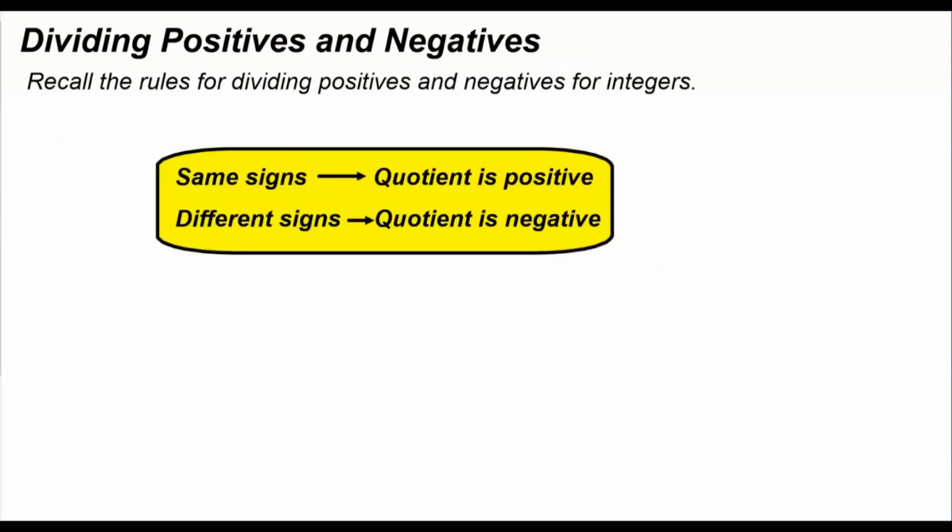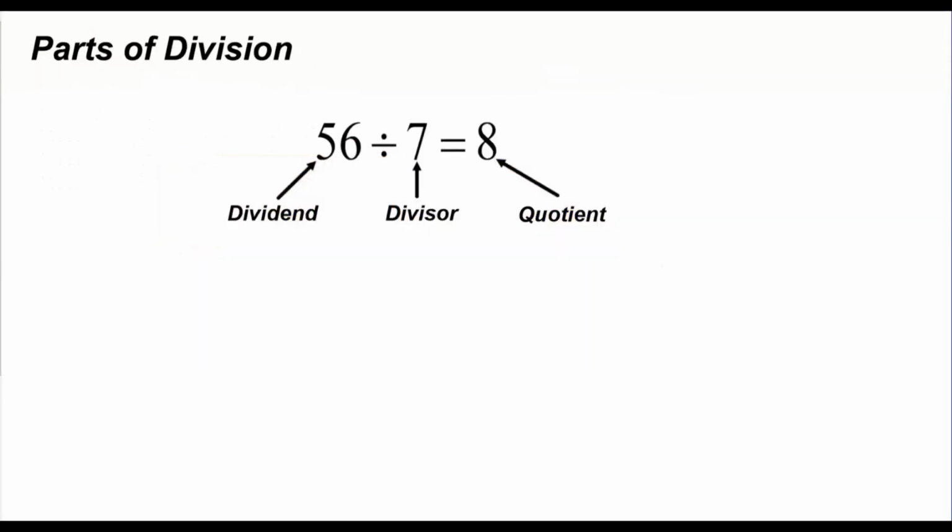So dividing positives and negatives, recall the rules for dividing positives and negatives for integers, and they are the exact same for our rational numbers. So if the signs are the same, a positive divided by a positive or a negative divided by a negative, that quotient is going to end up positive. And if they're different signs, a positive and a negative or a negative and a positive, then the quotient is going to be negative.